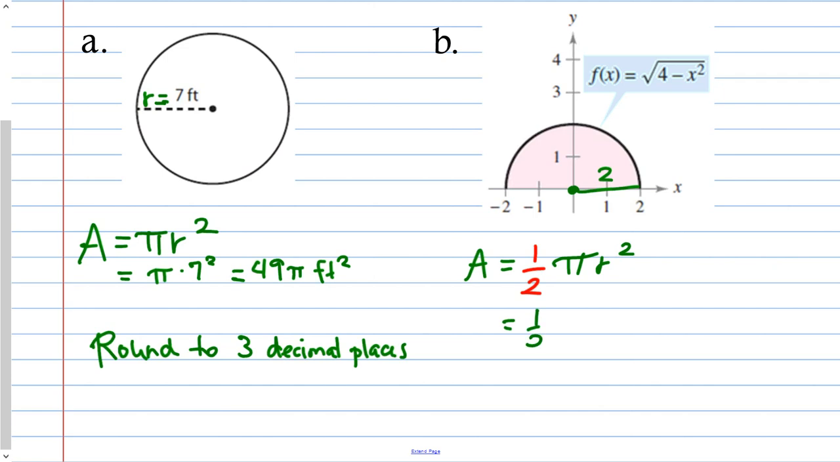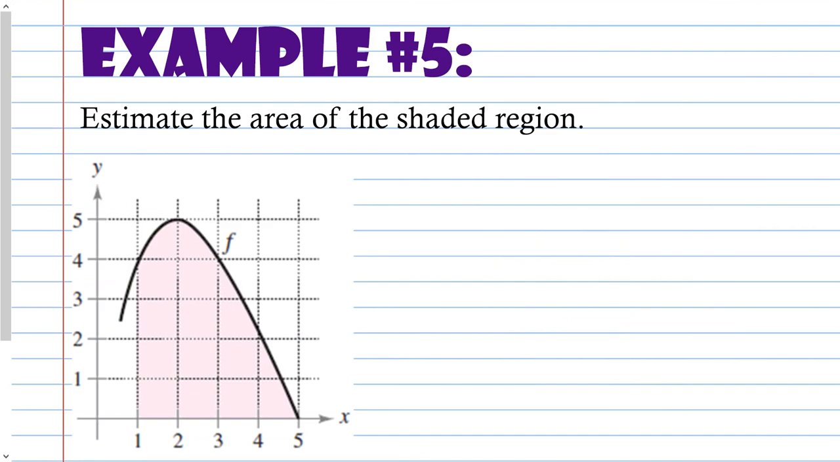So 1/2 times pi times r, which is 2 squared. There we go. And then, okay, 2 squared is 4, half of 4 is 2, so 2 pi. And there's my viable answer. Which, of course, if necessary, you can make into a decimal. Just remember to round your decimal to 3 decimal places. Alrighty, we've come to the end.